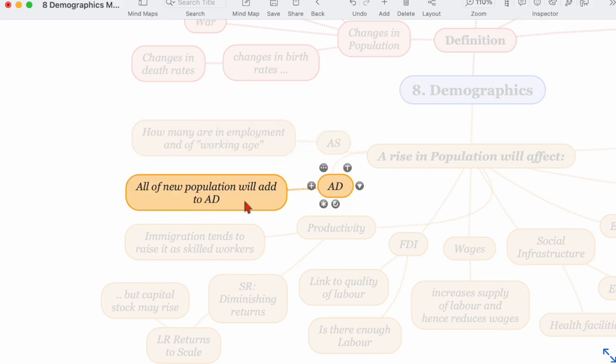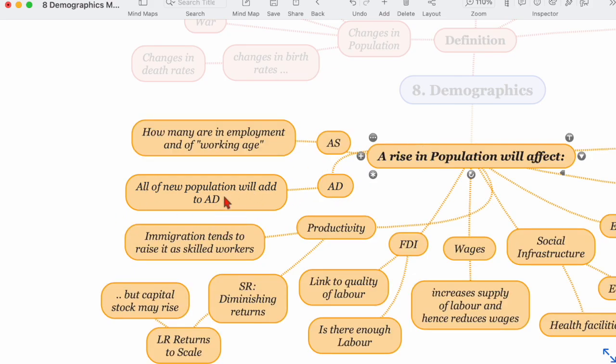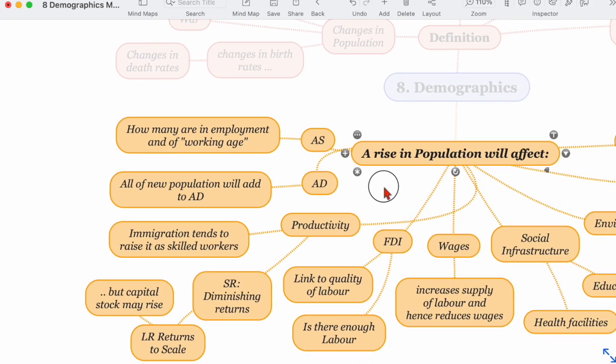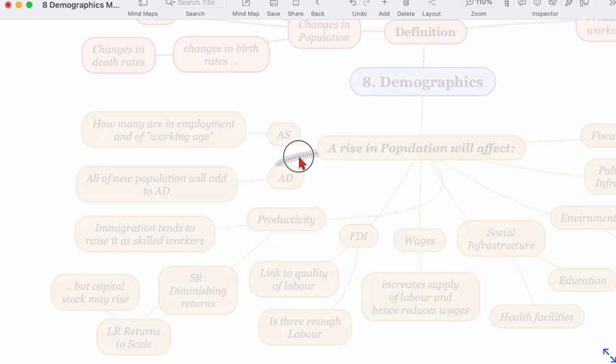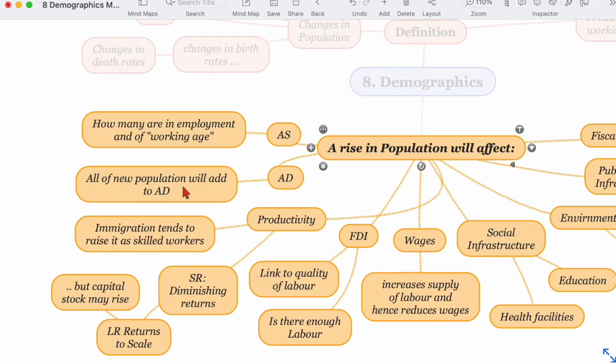But also, they're going to affect the aggregate demand. So an increase in population here will affect aggregate demand. Okay, I think it's easier if we see them all together. And so the aggregate demand in the population is also going to rise when there's this increase in the population.